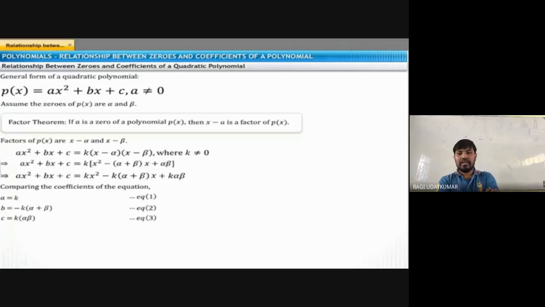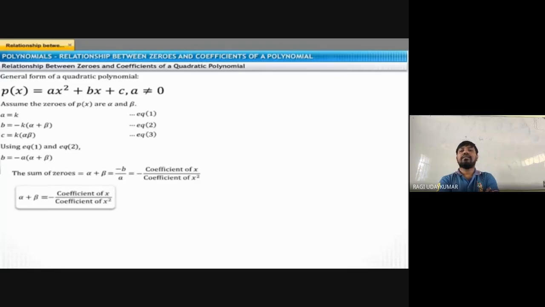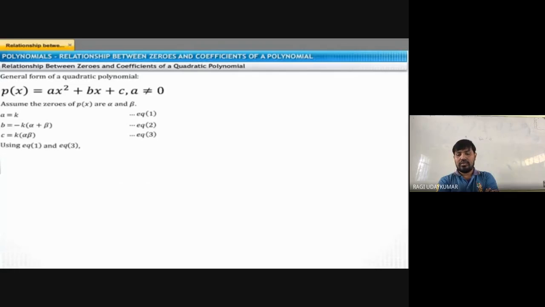So these three equations, whenever you are simplifying, equation 1 and 2, if you take into consideration, in the place of the K if you replace by A, and alpha plus beta you are going to get minus B by A. Minus B by A is nothing but minus of coefficient of x by coefficient of x square, alpha plus beta. And alpha into beta you are going to get from third equation and first equation. Alpha into beta is equal to C by A.